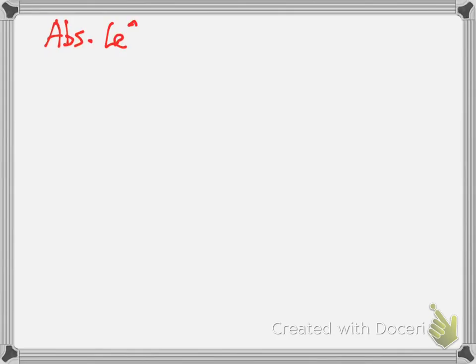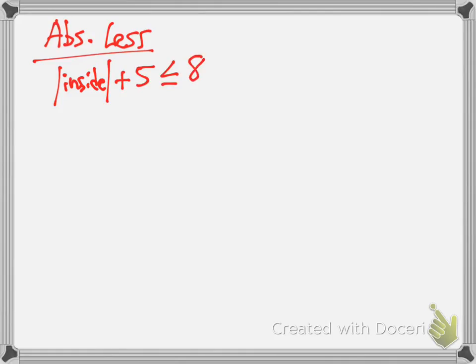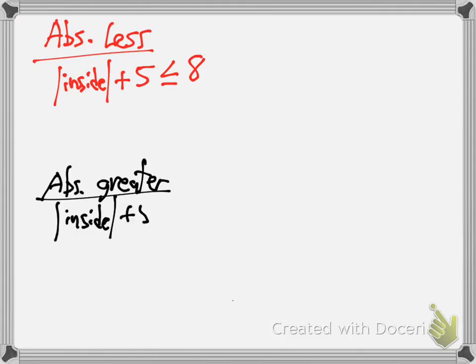absolute less. Oops. Absolute less. So if you have like the absolute value of some inside plus whatever, 5, less than or equal to 8 or whatever. And then I'll come down here and do absolute greater. Absolute value of some inside. I'm just going to give you the general rule here. Plus 5 greater. Okay, so let's talk about the two different setups and how we handle them.